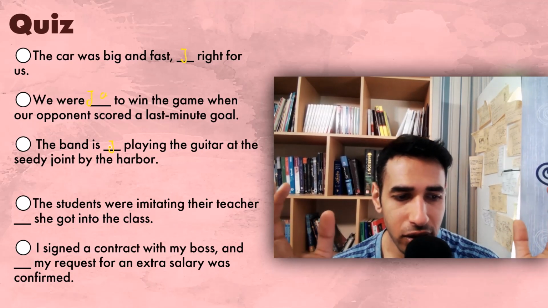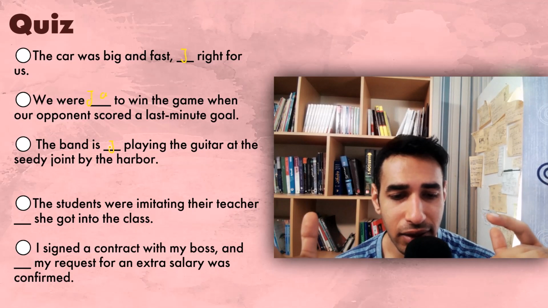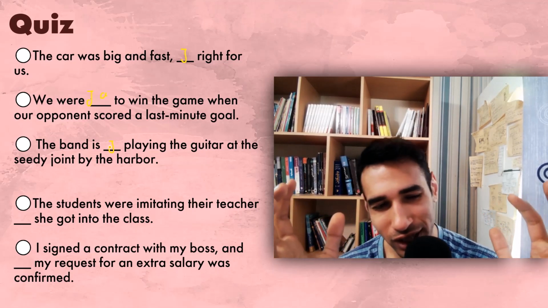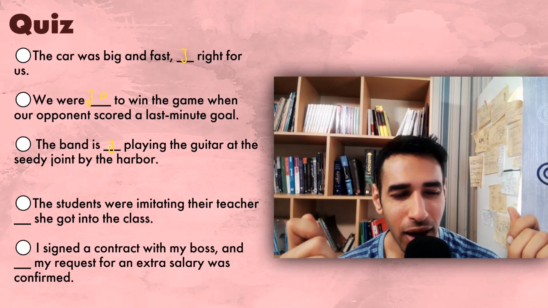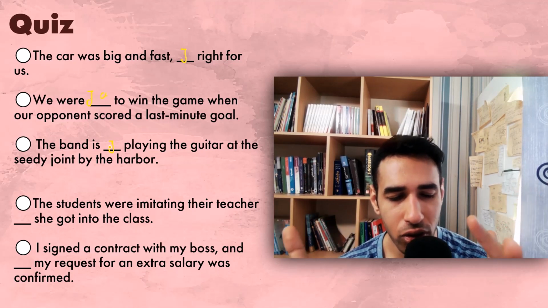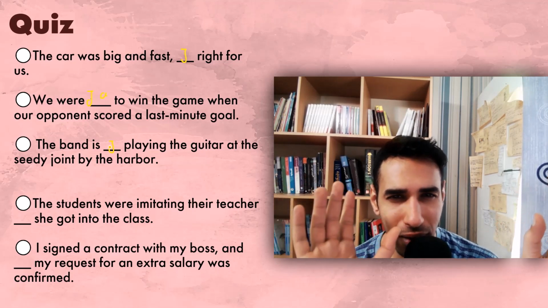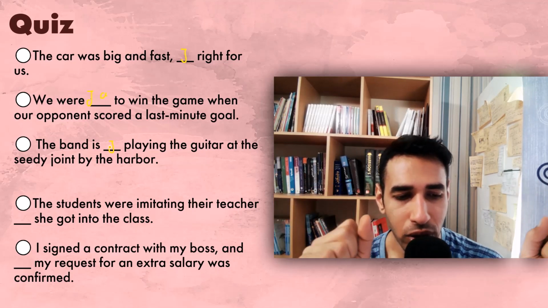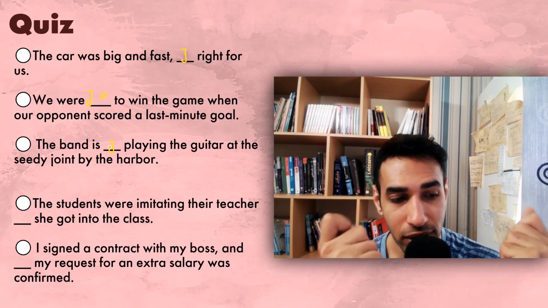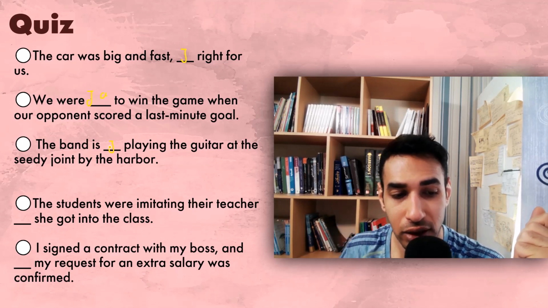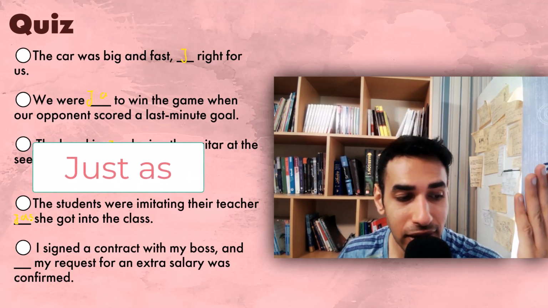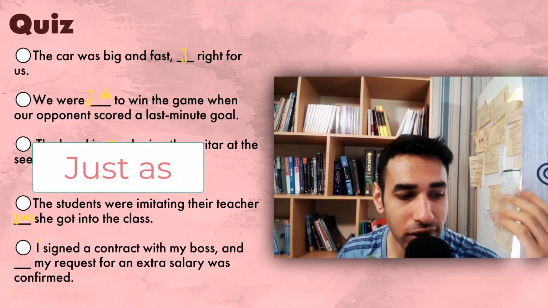The students were imitating their teacher the moment maybe she got into the class. One event happened immediately after another, and you want to say the exact moment when she got into the class. So we should use just as. Just as. It's just about, and here just as.